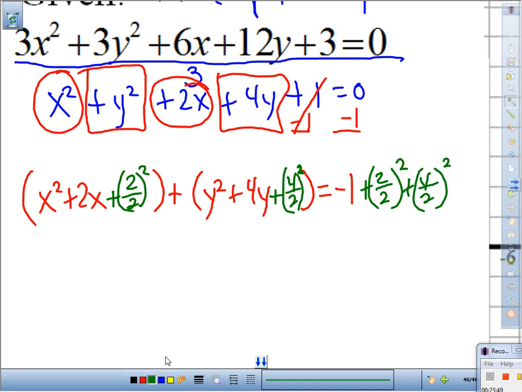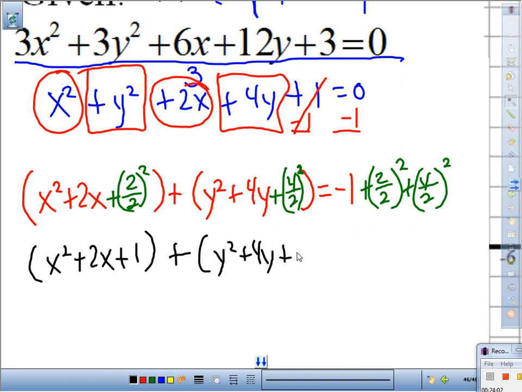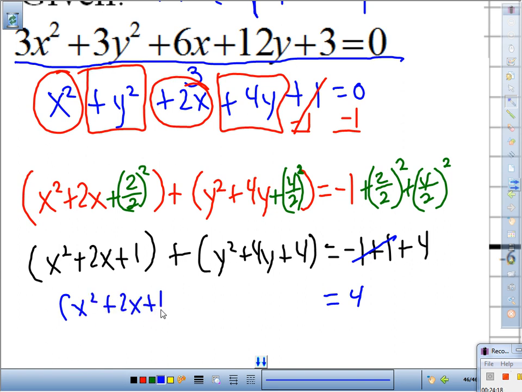Let me simplify. This becomes x squared plus 2x plus 1 plus y squared plus 4y plus 4 equals -1 plus 1 plus 4. Can I simplify this side a little bit more? Yes. This eliminates. We're left with 4 equals x squared plus 2x plus 1 plus y squared plus 4y plus 4. Hands if you follow up to right there. Are we there so far?